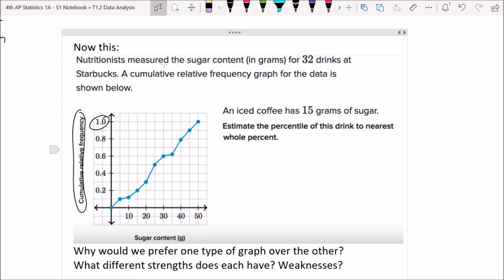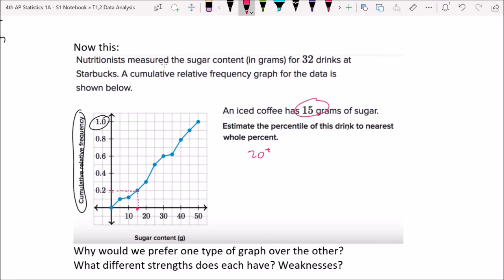So here's the example. Nutritionists measure the sugar content in grams for 32 drinks at Starbucks. A cumulative relative frequency graph for the data is shown below. An iced coffee has 15 grams of sugar. We're going to estimate the percentile of that drink to the nearest whole percent. All right, let's find that on the graph. 15 grams of sugar should be right here. Go up, find the data point, trace it over, and it hits right at 0.2. So in my opinion, there are two reasonable answers to this: 20th percentile or 19th percentile. You might say, hey, I think it's at 20, so it's only above 19% of the other drinks. Both of those are reasonable.